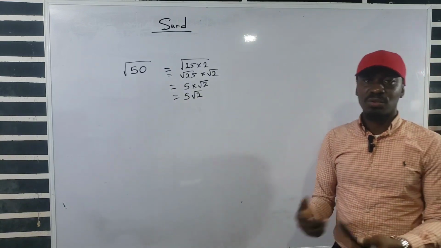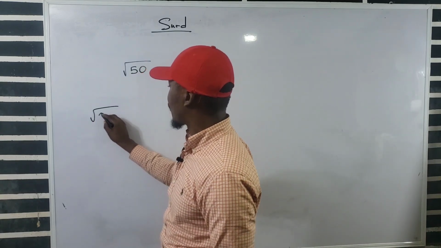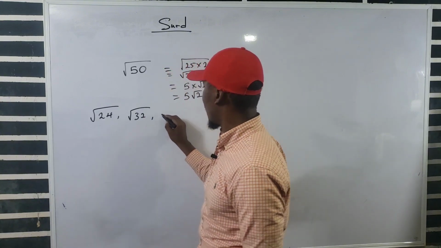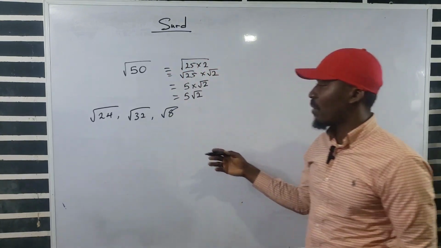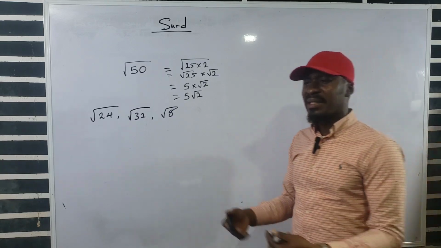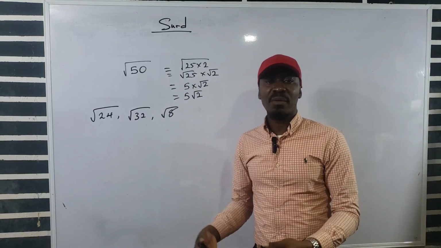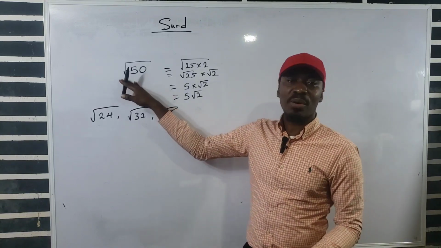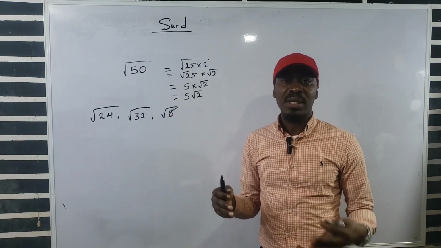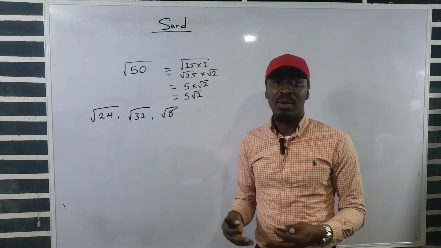You can try it with a lot of other numbers, like 24, 32, or square root of 8. All these are single form, which we can change to basic form. Now, why is this of interest? Why is it something we need to know how to do? Because in the simplification of surds, you need to know how to change your single form to basic form, to see if two surds have the same number so that you can be able to add or subtract.